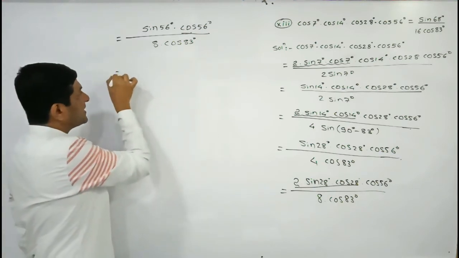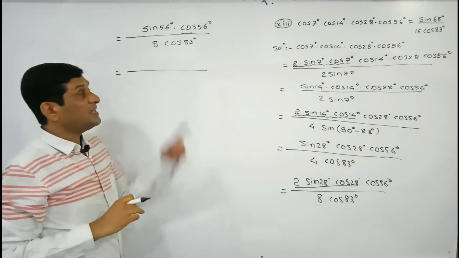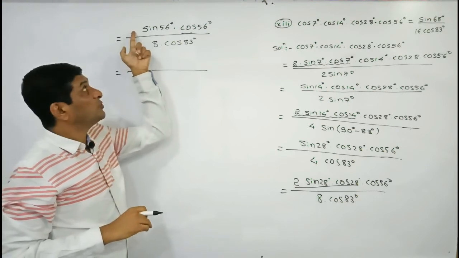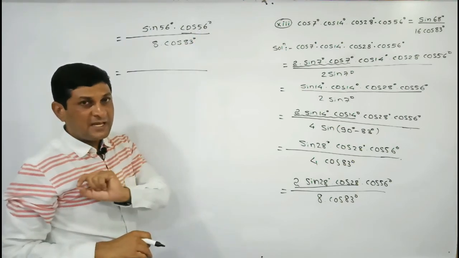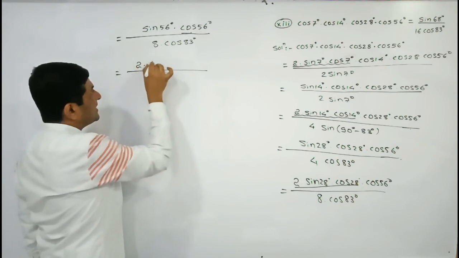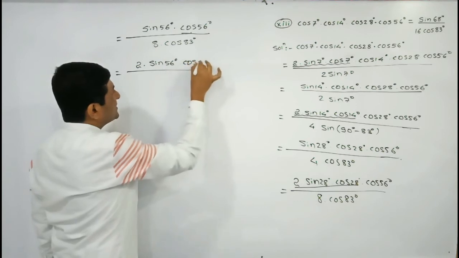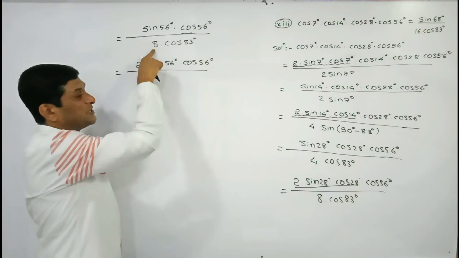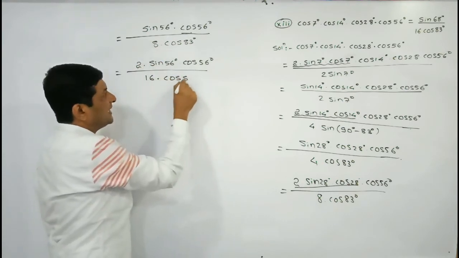Now again, we are able to arrange the term in the numerator in the form of the double angle formula if we are able to arrange 2 here. Means if we are able to adjust 2 here, what will we get? 2 sine theta into cos theta. Check that theta is 56, here also theta is 56. So simply we are multiplying the numerator by 2. So what we'll get if I am multiplying by 2? 2 sine 56 degrees into cos 56 degrees, and since we are multiplying the numerator by 2, that's why I'm multiplying the denominator by 2. So 8 into 2 will become 16 into cos 83 degrees.